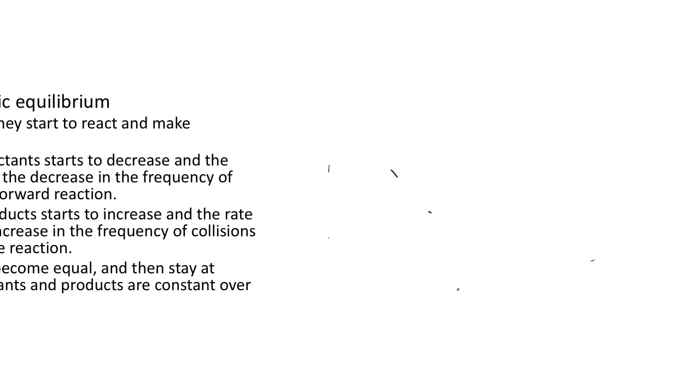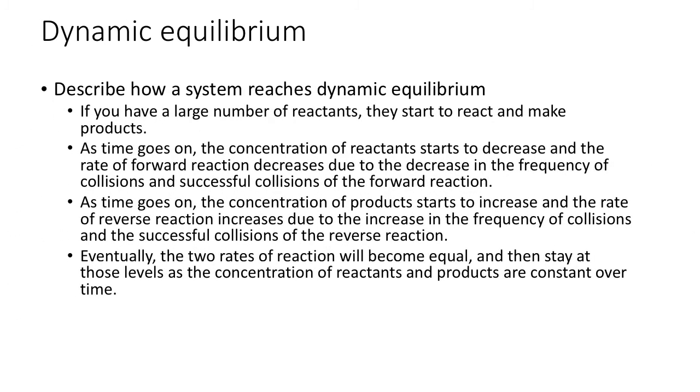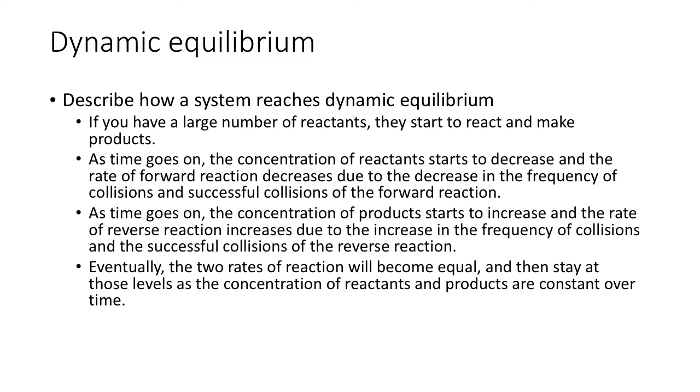Let's get rid of all of this first. Okay, so if you have a large number of reactants, they start to react and make products. We knew that. That makes sense. As time goes on, the concentration of reactants starts to decrease. And the rate of forward reaction decreases due to the decrease in the frequency of collisions and successful collisions. So that's what we just discussed. That's all year 11 stuff.